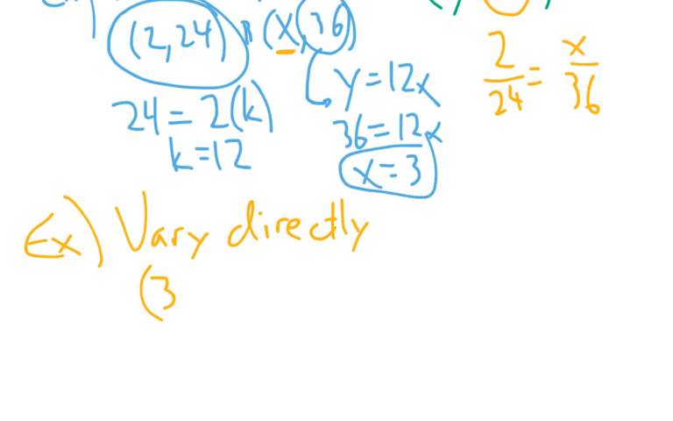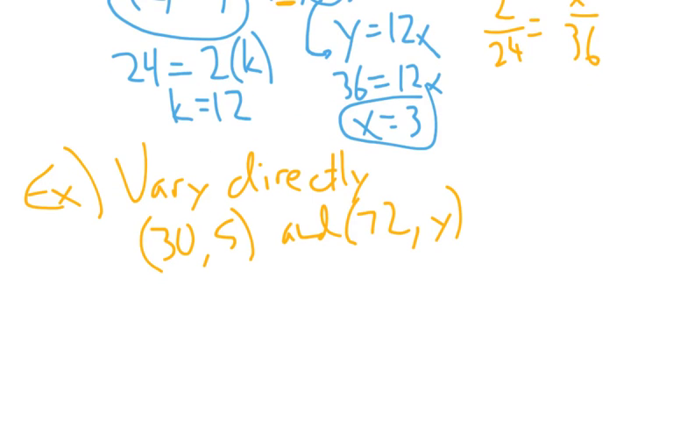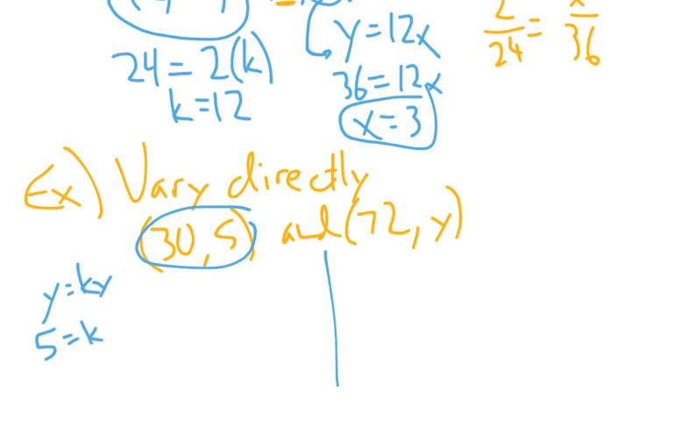And so let's see, we have (30, 5) and (72, y). So again, 2 options. I'll show you both of them. Option number 1 is y equals kx. Use this. Now be careful. I can do this to kind of make things tricky. 30 is the x, 5 is the y. So 5 equals k times 30. So k actually equals 1/6. Then y equals 1/6 x.